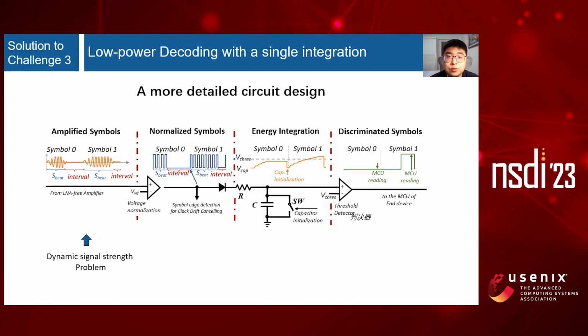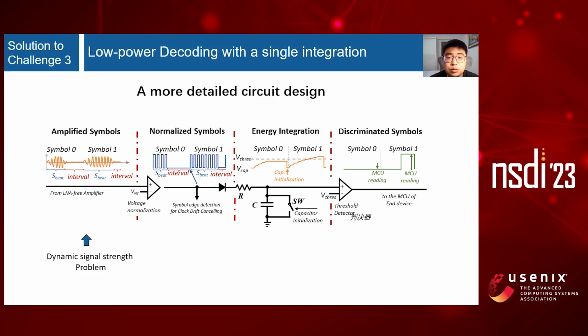This figure shows the more detailed circuit design. There are actually some additional problems that need to be solved. The first issue is a dynamic signal strength problem. If the strength of the received RF signal is relatively strong, the amplitude of the amplified signal output from the resonance circuit will also become higher. Not only does the aforementioned duration of the signal affect the integration results of the RC circuit, but this amplitude also affects the integration results.